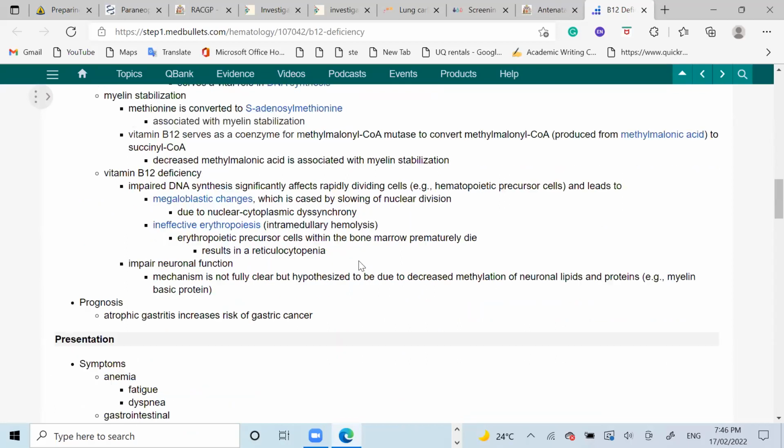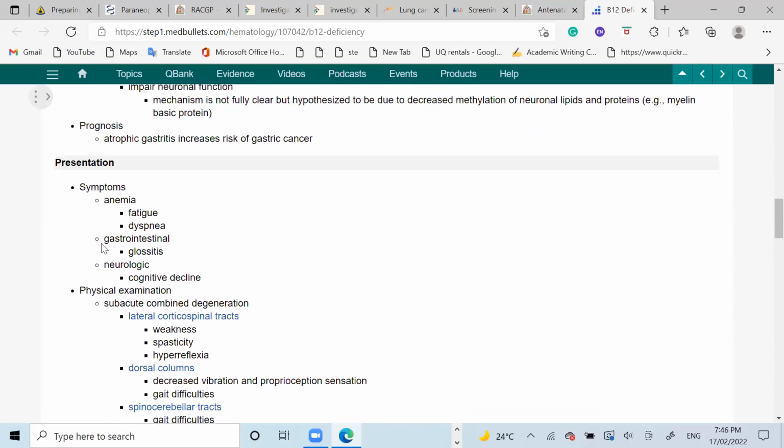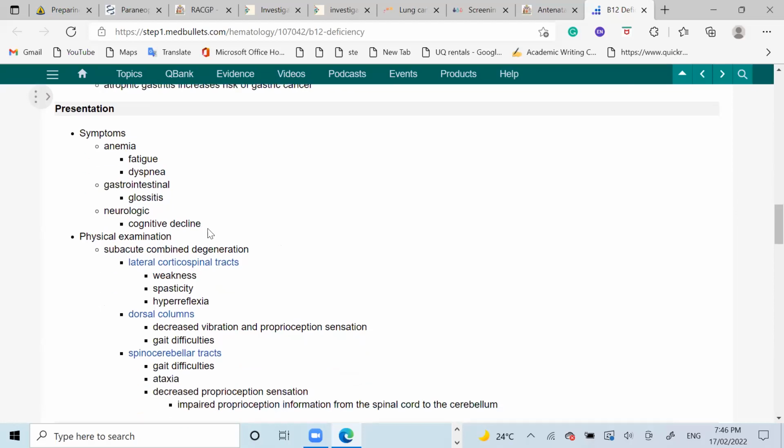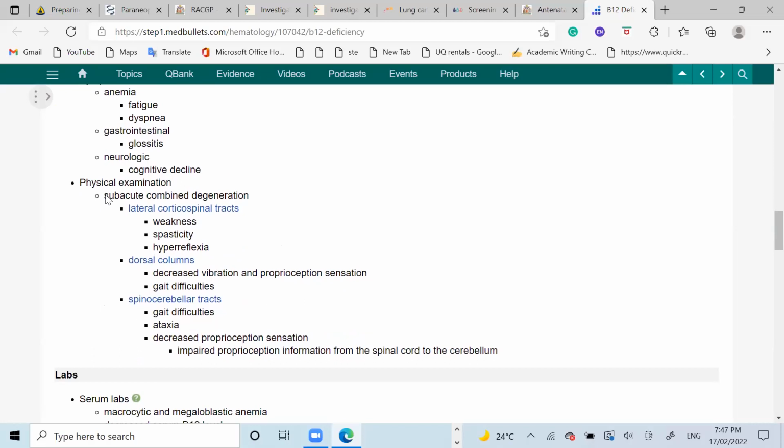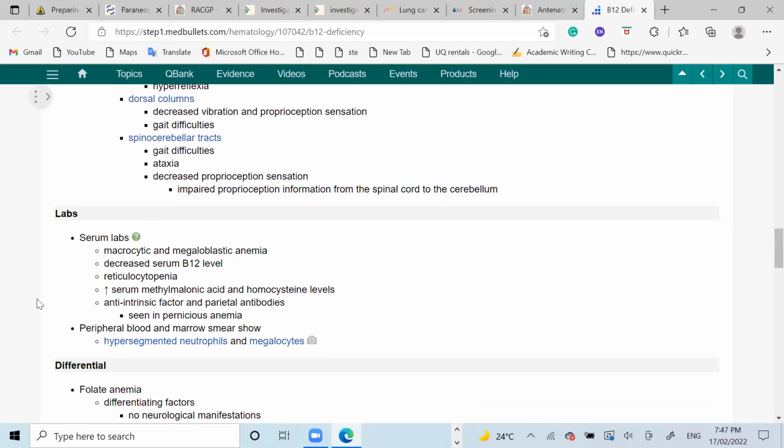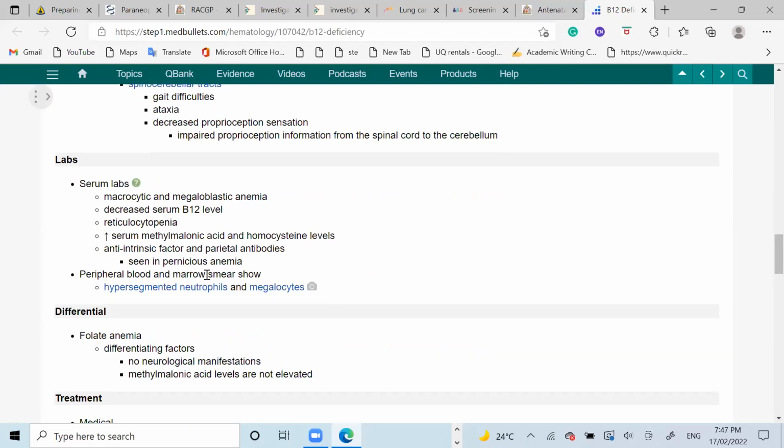No need to study the pathophysiology. Symptoms: anemia. GI symptoms will be glossitis, and neurologic symptoms will be dementia, which is cognitive decline, and sensory loss in the subacute combined degeneration, weakness, spasticity, hyperreflexia, decreased vibration and proprioception, gait difficulties, ataxia. So we do the labs and we find macrocytic megaloblastic anemia, decreased level of vitamin B12, reticulocytopenia, and we can also look at the intrinsic factor antibodies as well.